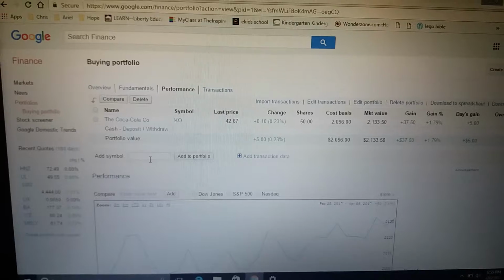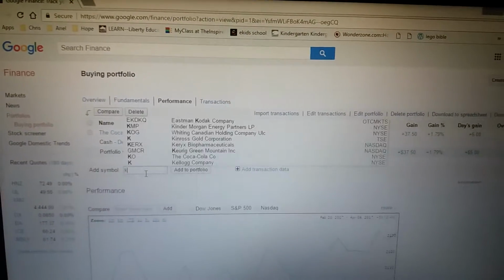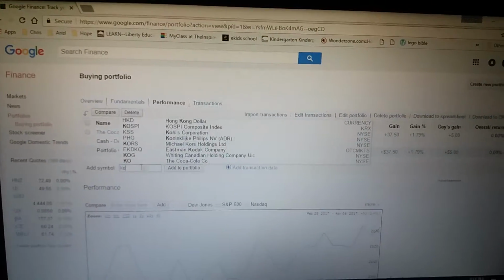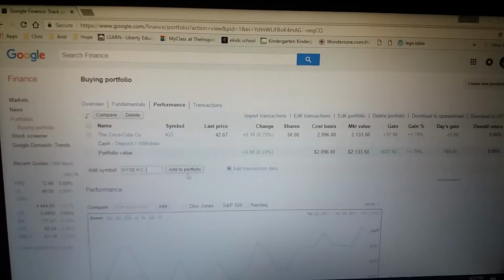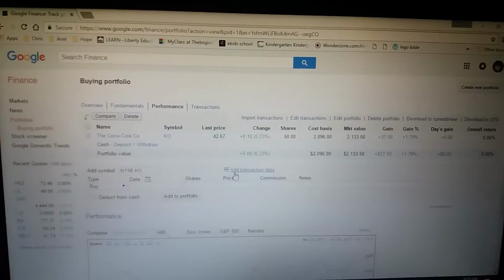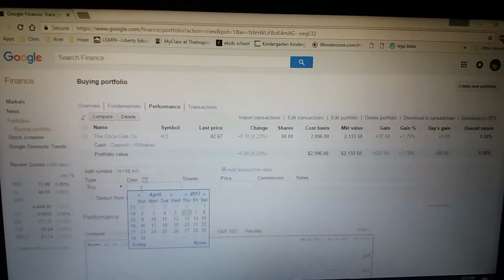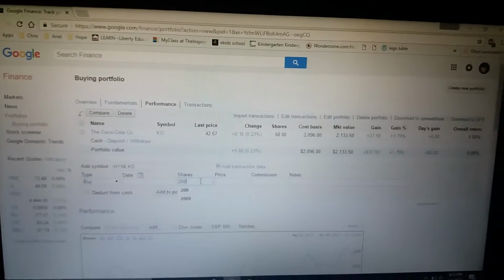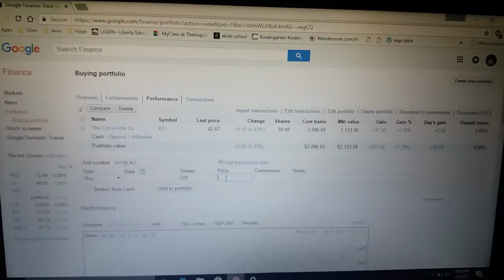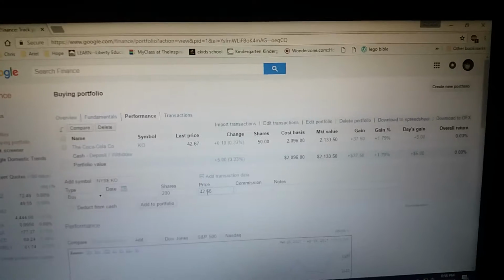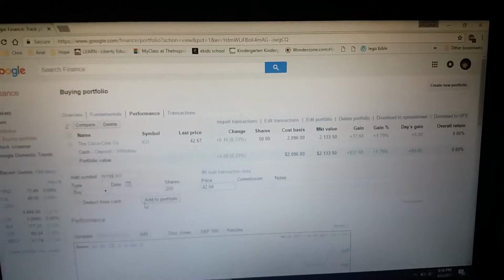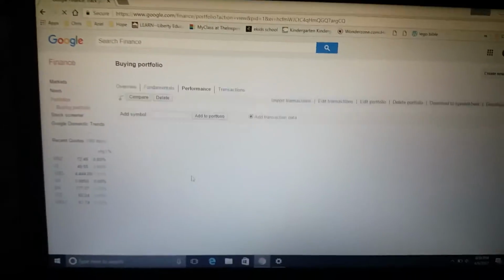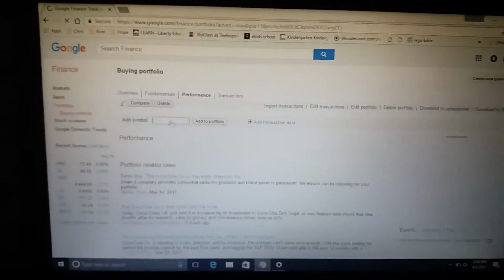You're going to do the next one. Coke, K-O. Remember, each thing has to be done in order. You're going to add transaction data. You bought, don't worry about the date. 200 shares at $42.68. And add to portfolio. You're going to continue to do this for every single one.